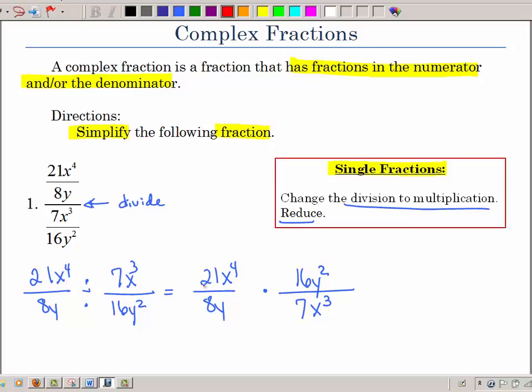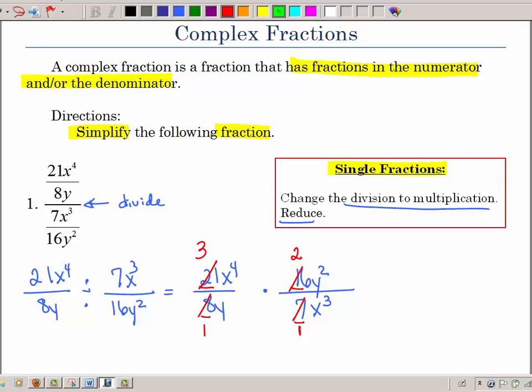Let's see what we have. I have a 21 and I have a 7. 7 goes into 21 3 times. I also have an 8 and a 16. So 8 goes into 16 2 times, and 8 goes into 8 1, and I should have put a 1 there. So we're just reducing. I like to do my numbers first. Now I'm going to do the letters.